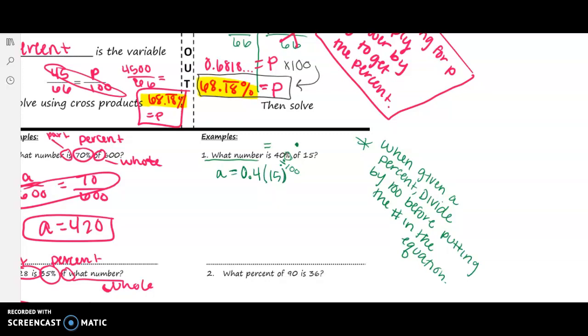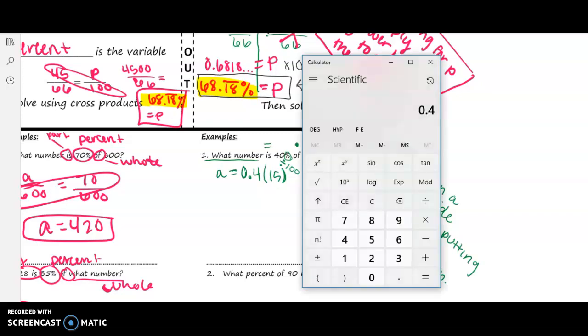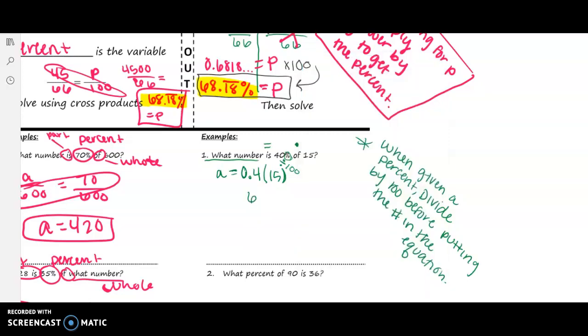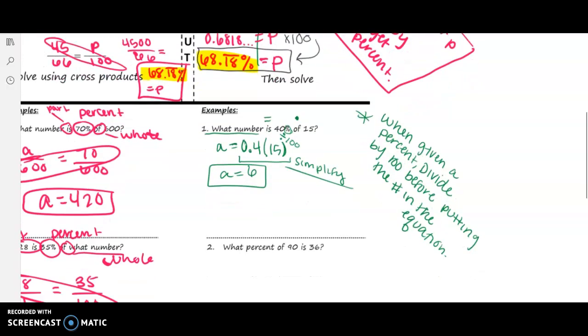What's nice about solving for our part is we have 0.4 times 15, and so we can just plug that into our calculator because A is already by itself. And we get 6. So when we simplify this, we get 6 equals A. So our part was 6. If we got 6 questions right on a test that had 15 questions, we would have gotten a 40% on that test.